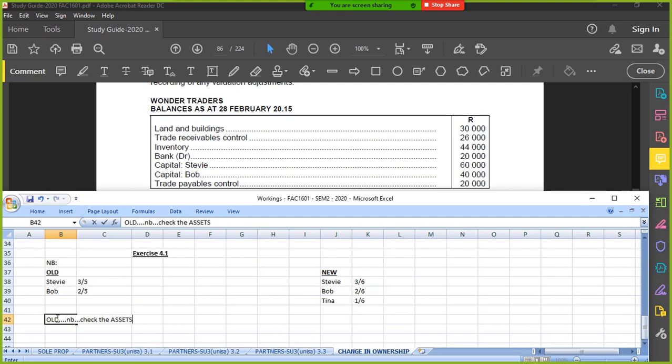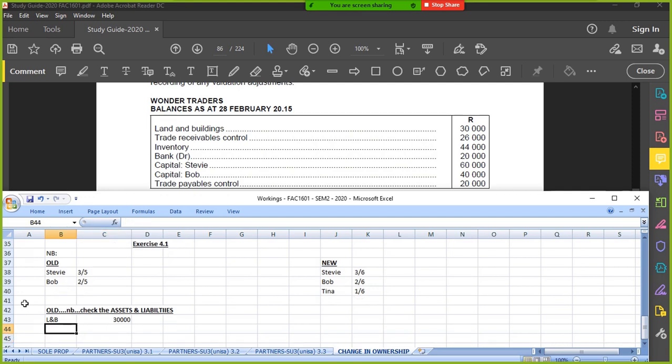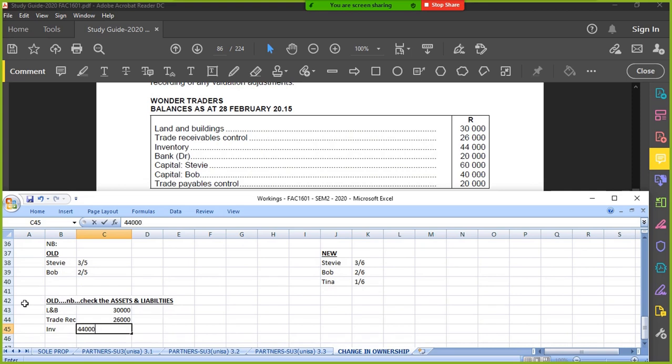Do you see how important that is? Okay, good. All right, so there, I've just made a note. Check the assets and liabilities. All right, so land and buildings. How much? 30,000. Okay, debtors or trade receivables. 26,000. Okay, inventory. Inventory 44,000. Bank 20,000.